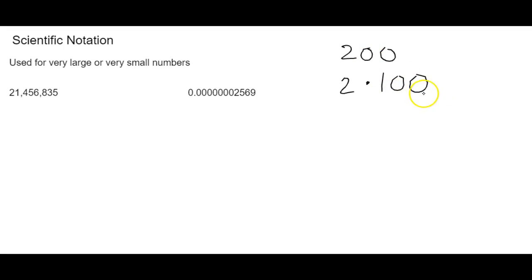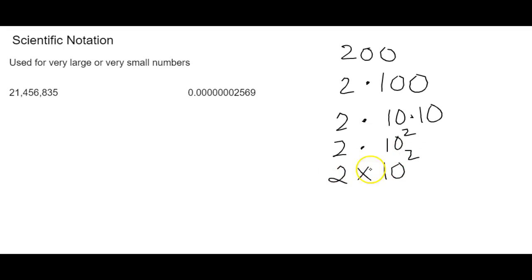100 is a perfect square. 100 can be written as 10 times 10. And then 10 times 10 is 10 squared. Often with scientific notation, they use the older school multiplication symbol, the x. So 2 times 10 squared.